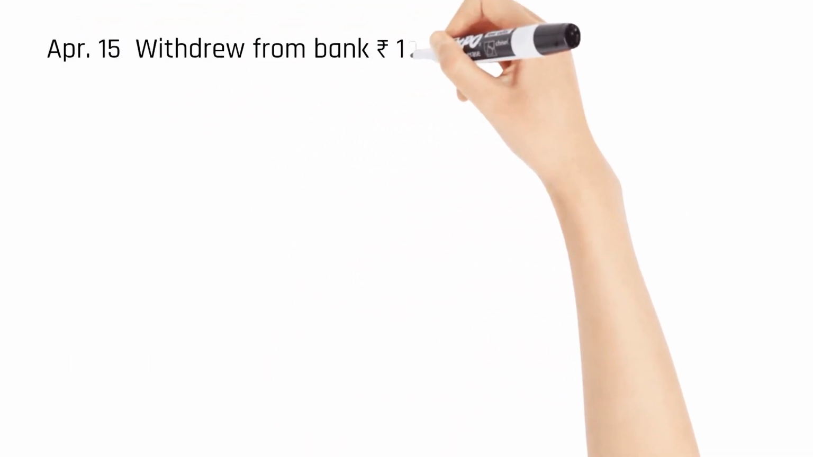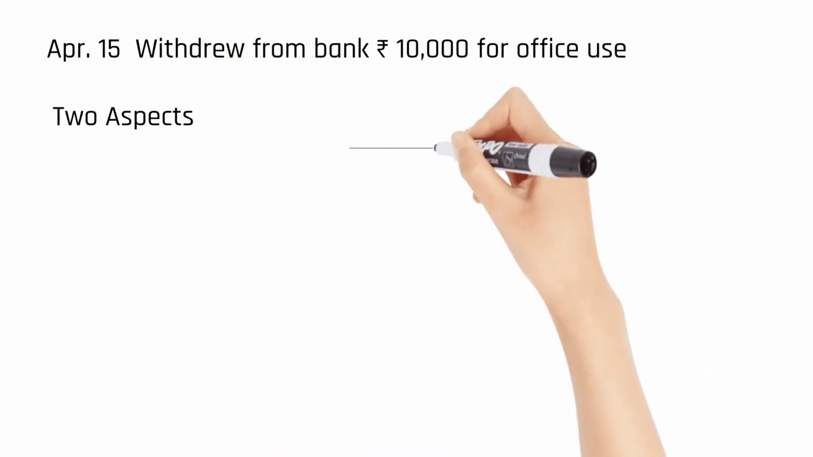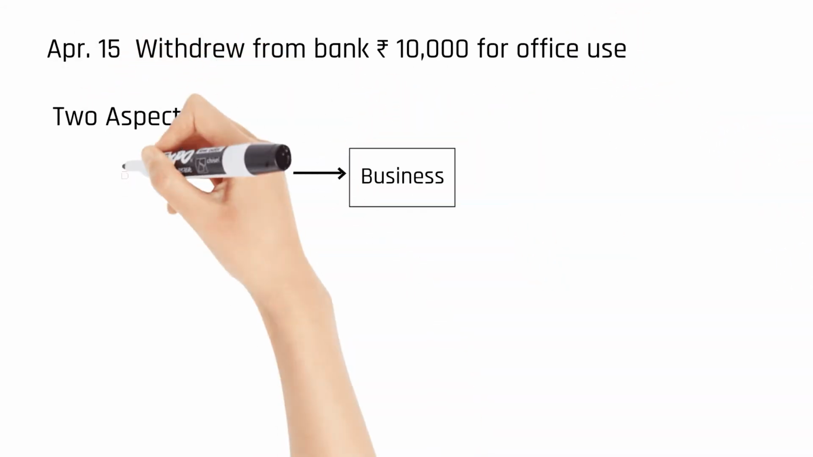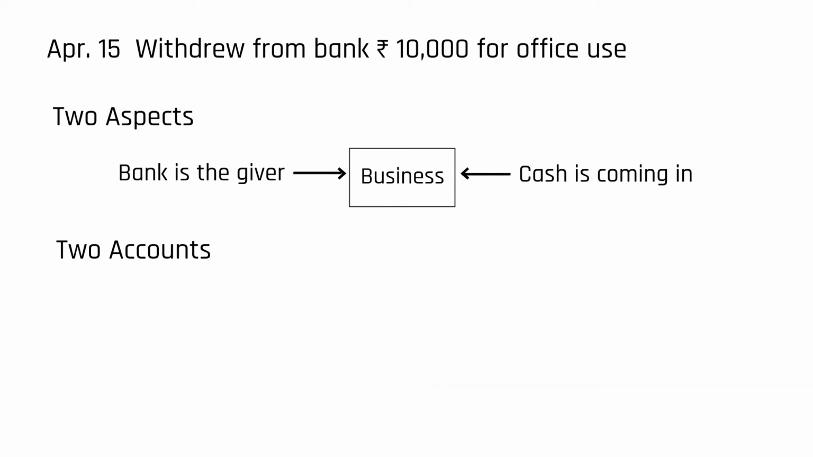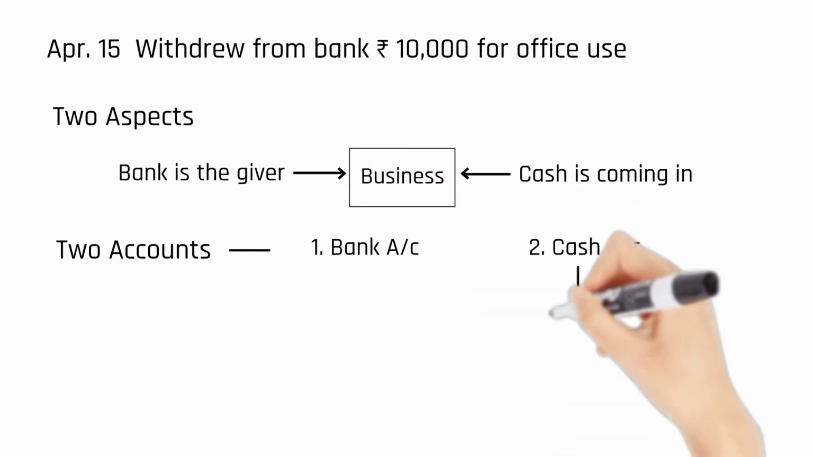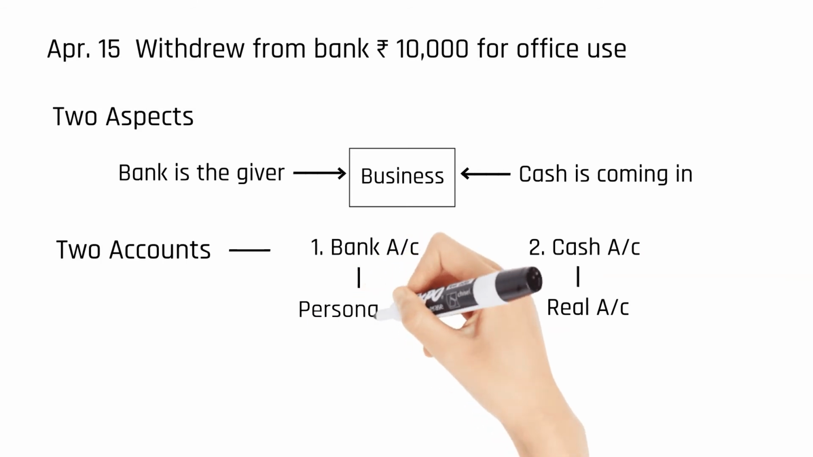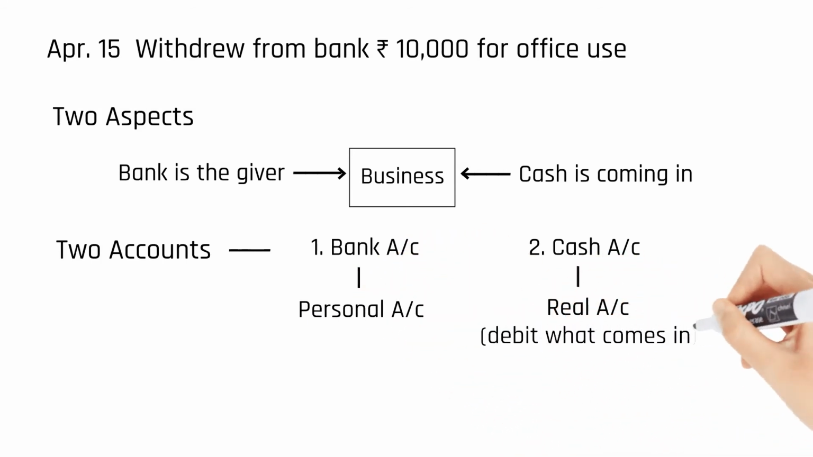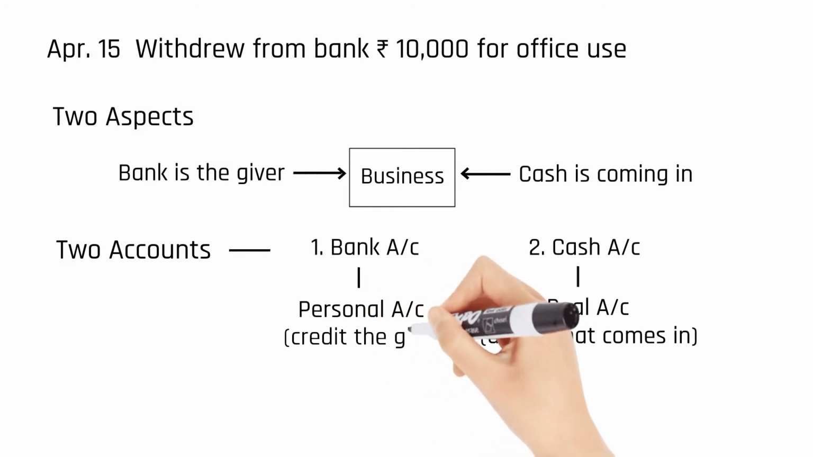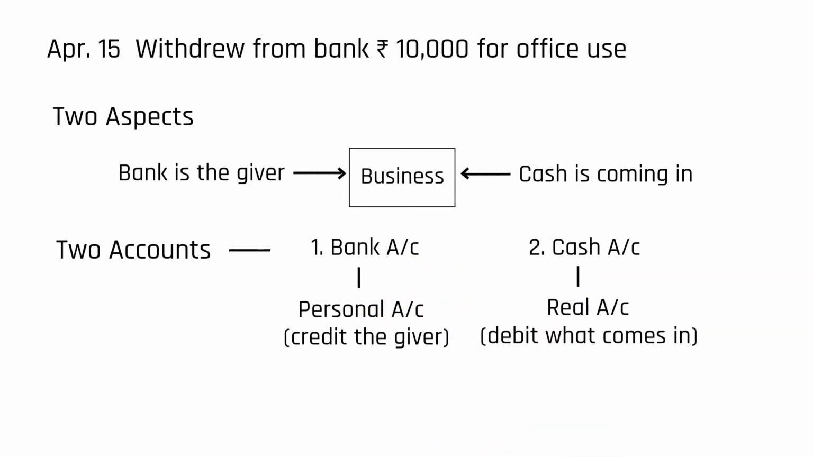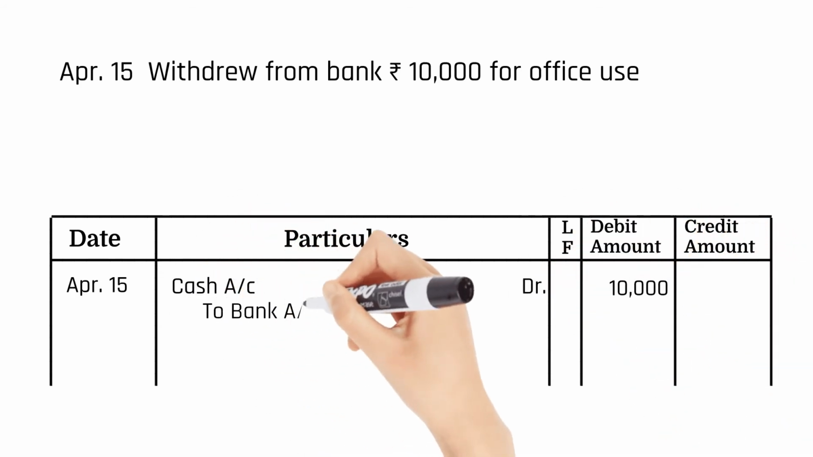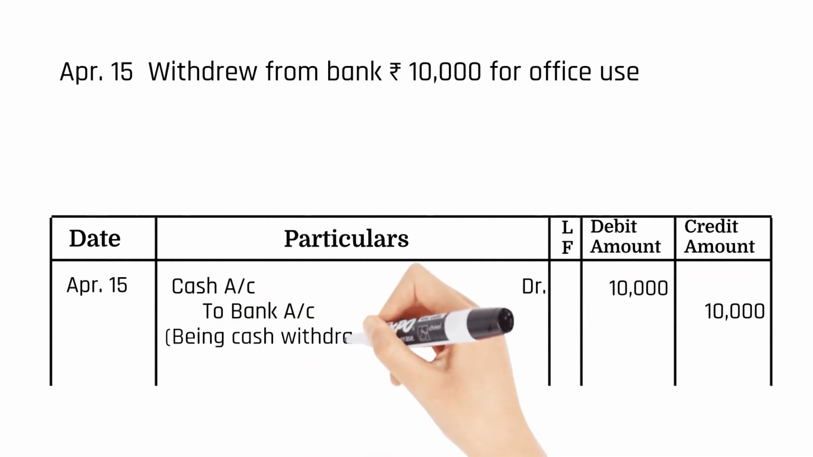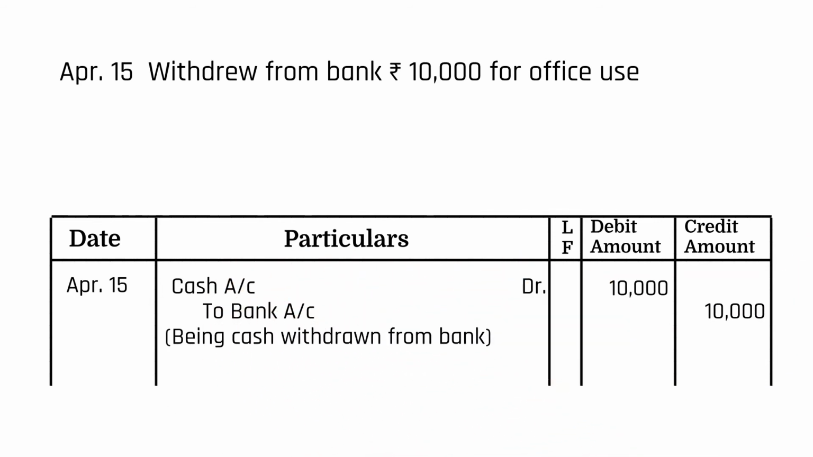On April 15, withdrew from bank Rs 10,000 for office use. Two aspects are bank is giving the cash and cash is coming into the business. So two accounts affected are bank account and cash account. Cash is a real account while bank is a personal account. Rules for real account are debit what comes in. And for personal account, we say bank here is a giver, so credit the giver. And our entry becomes cash account debit to bank account 10,000 being cash withdrawn from bank. If you see, it is exactly opposite to the deposit entry which we did prior.